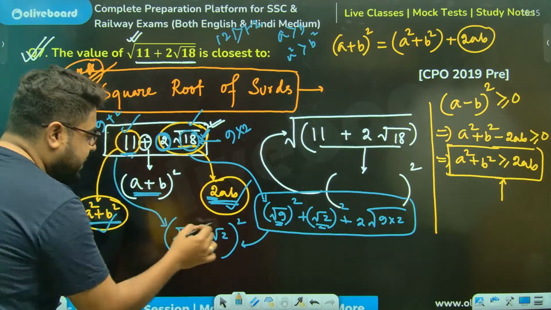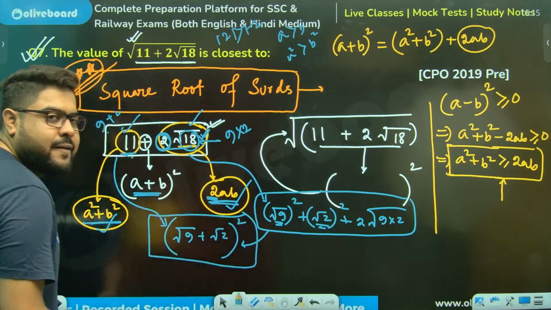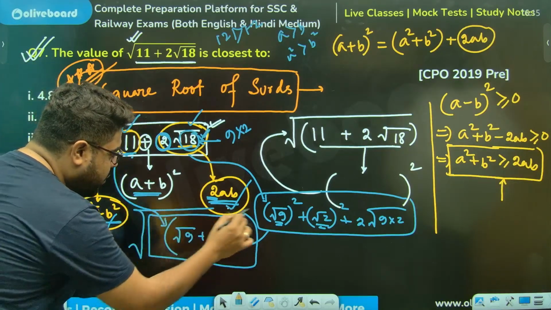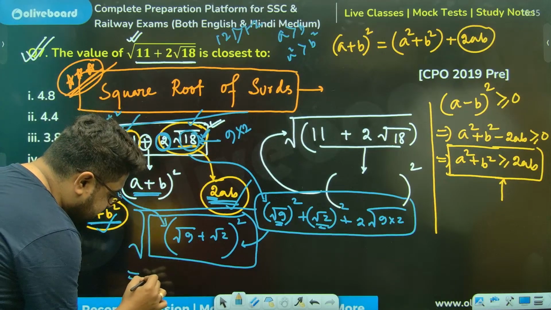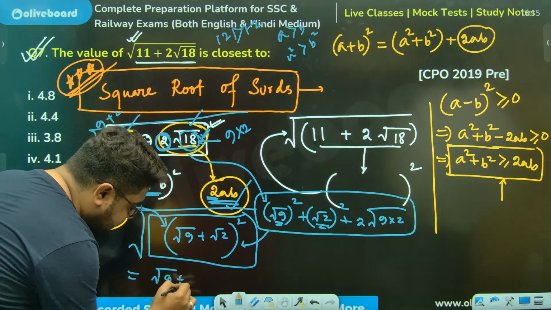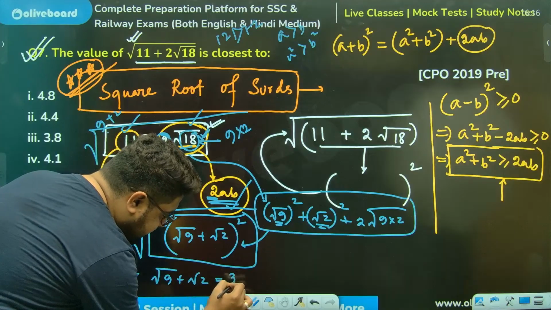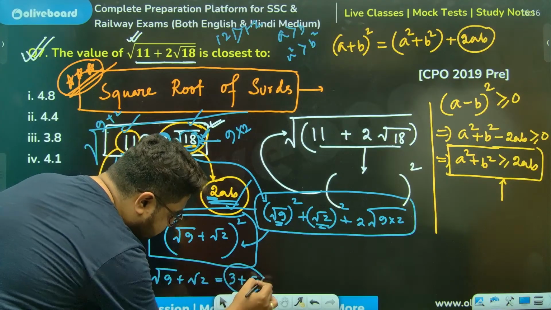So this thing can be written as something whole square. So again, this was the square root of this, because this was the square root of this. So that means the answer will be root 9 plus root 2. Now that means 3 plus root 2. That will be your answer.